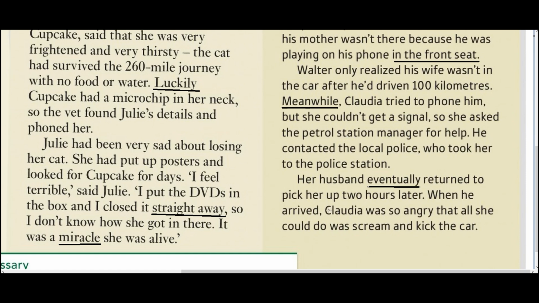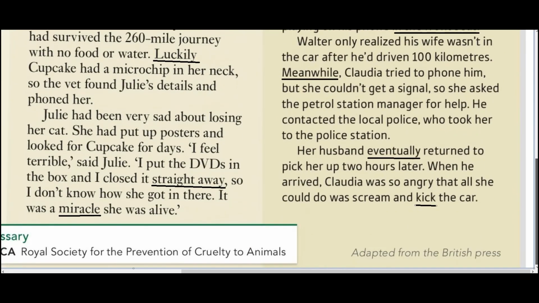И когда он прибыл, Клаудия была такой злой, что все, что она могла делать, это было кричать и бить машину. Kick — это именно пинать, бить ногой машину. То есть она кричала и пинала. Вот такие вот 3 истории. Надеюсь, теперь некоторые моменты прояснились. Надеюсь, это было полезно. Давайте с вами двигаться дальше.